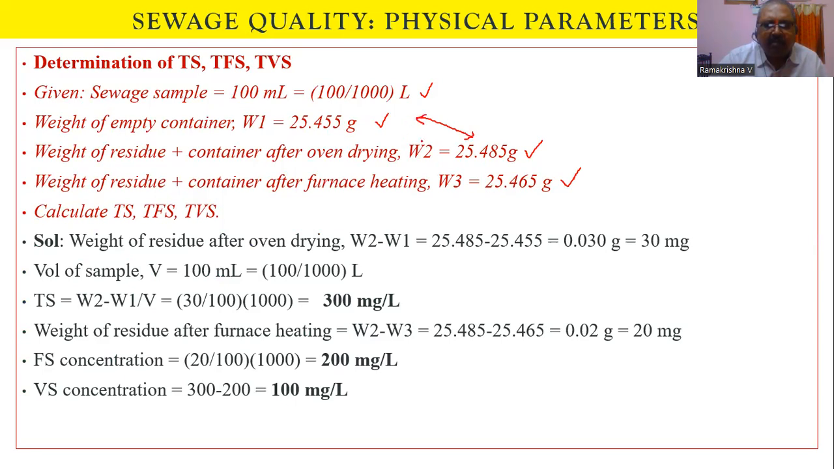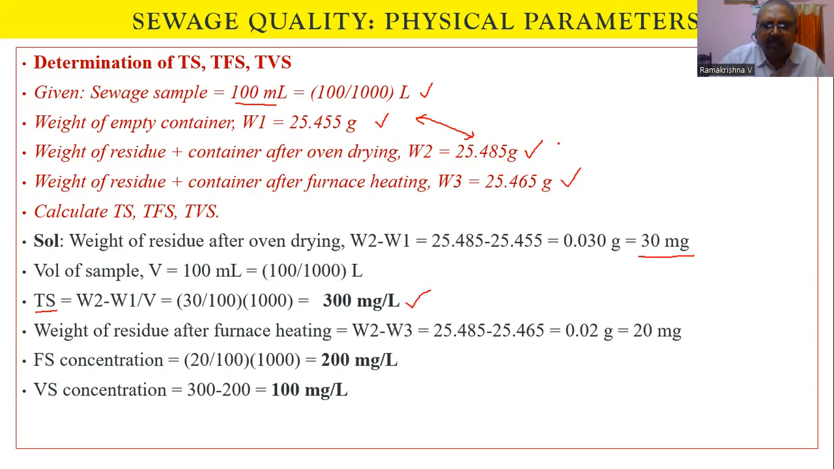remaining after oven drying. So that is 30 milligrams, and divided by this 100 ml volume. We should convert this into liters, so 100 by 1000 liters. So the ratio is coming to be 300 milligrams per liter. That is nothing but total solids.